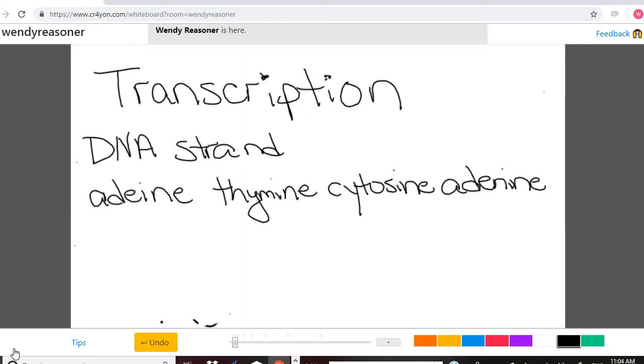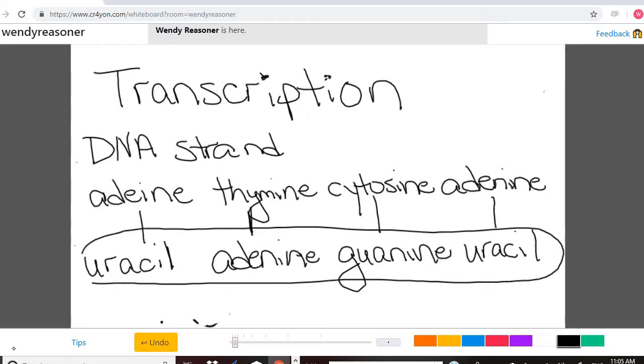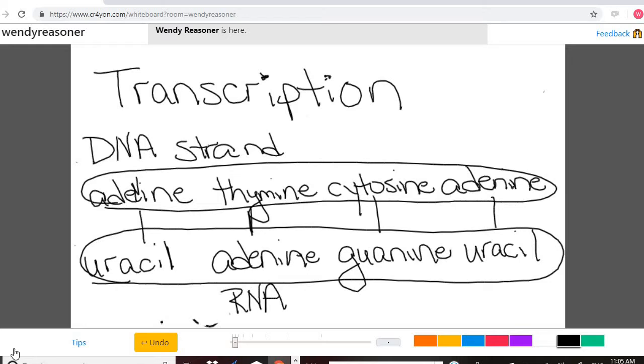What would the RNA strand look like? Well, we know that adenine for the RNA is going to link with uracil. Thymine will link with adenine on the RNA. Cytosine will link with guanine. And this last adenine, again, there's no thymine on RNA, so that would link with uracil. So this then would be the strand of RNA that would be made in order to duplicate this strand of the DNA.